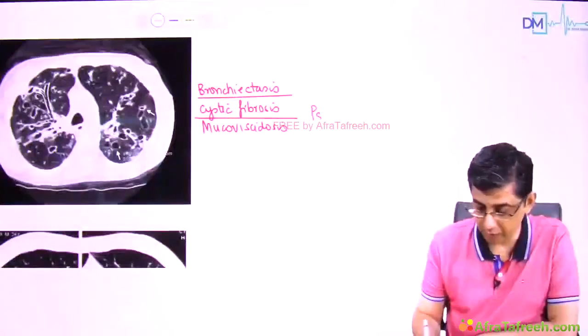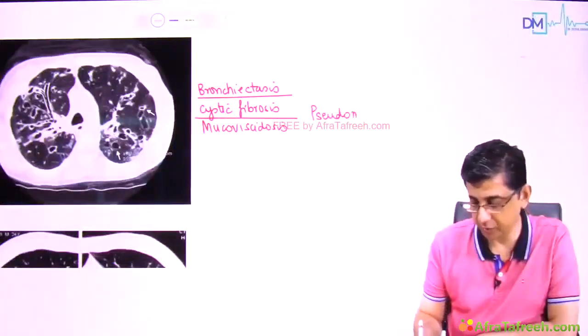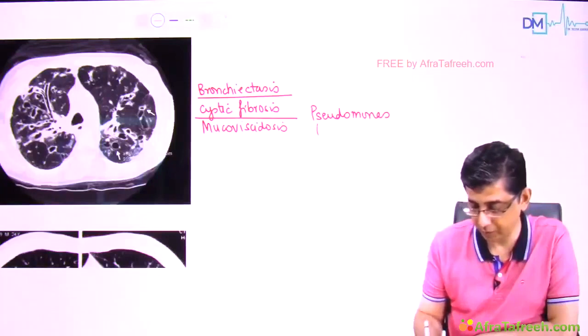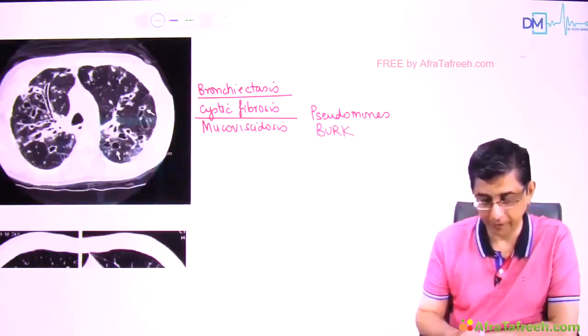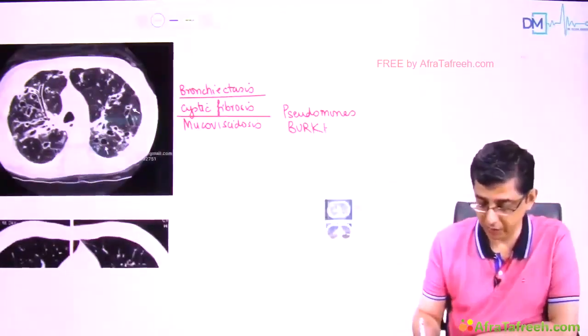One of the common organisms that will colonize the airways in cystic fibrosis would be Pseudomonas, and the second one would be Burkholderia cepacia. Now, I have explained to you the fact that these are very nasty organisms.